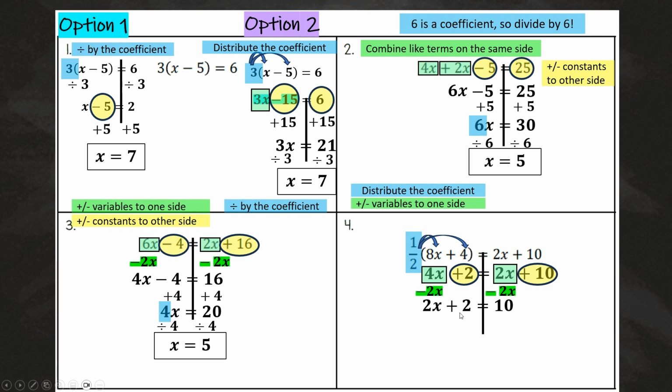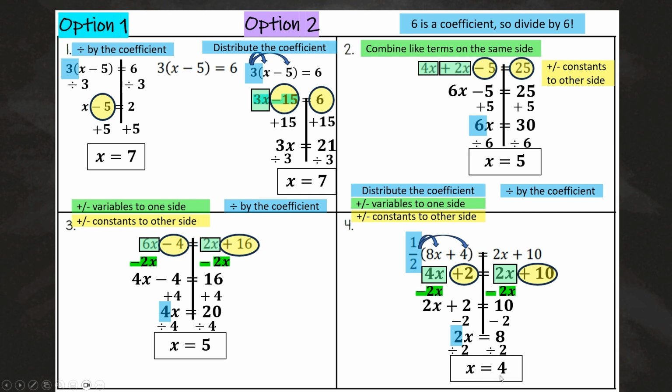So now I have to add or subtract the constants to the other side. 2x is equal to 8. Then my last step would be to divide by the coefficient. So I'm going to divide both sides by 2, and x is equal to 4.